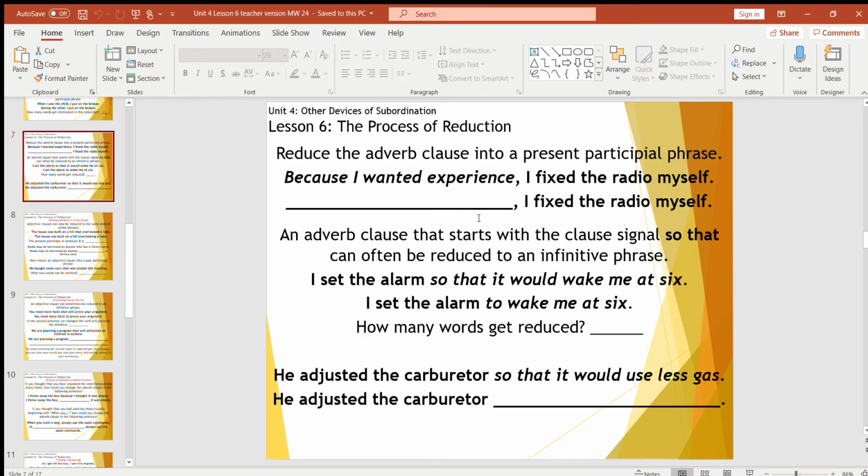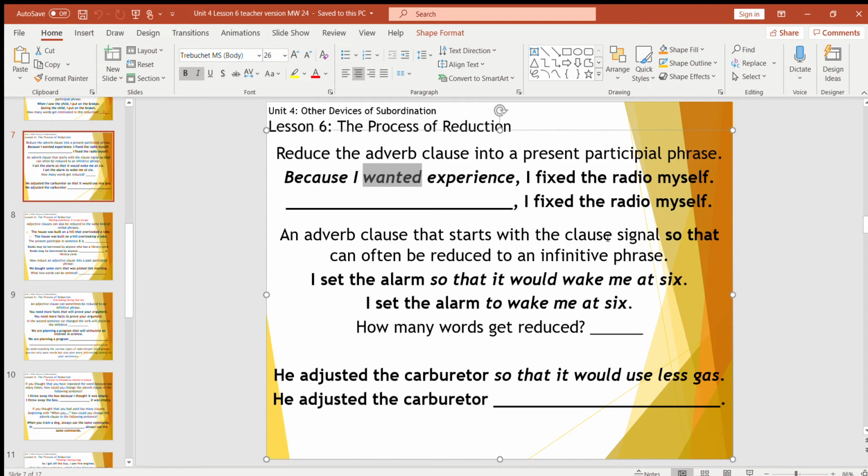So reduce the adverb clause into a present participle phrase. Because I wanted experience, comma, I fixed the radio myself. So what is the verb here that's going to become my ing? Wanted, right? So wanted becomes wanting experience, comma, I fixed the radio myself. They both say essentially the same thing, but it does give you some variety in your sentences so that your reader doesn't get bored to tears.